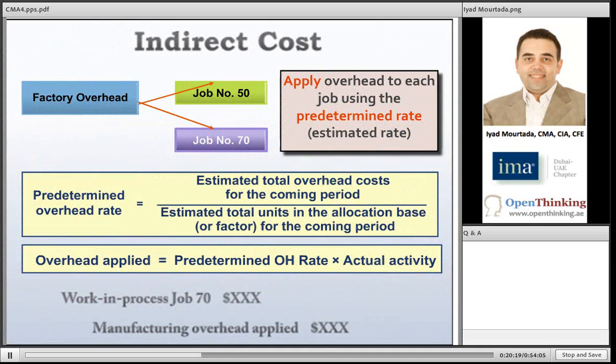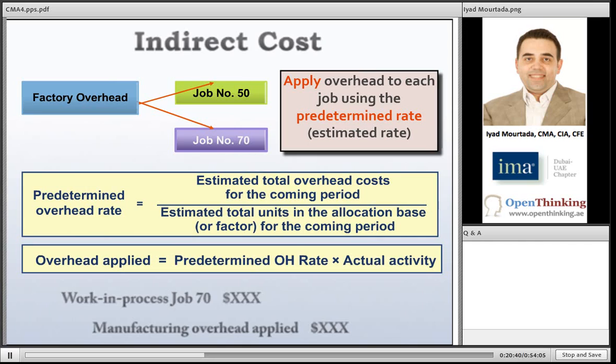We need to apply the overhead for each job using a predetermined rate. And how can we get the predetermined rate? It's not that difficult. You say the predetermined overhead rate is the estimated total overhead, how much we are estimating for overhead, over the estimated total units in the allocation base, the driver. Based on that, we'll determine exactly how much we need to allocate.